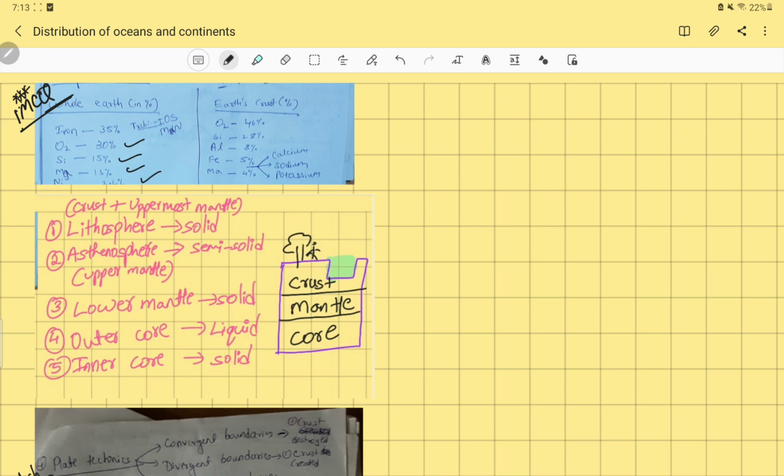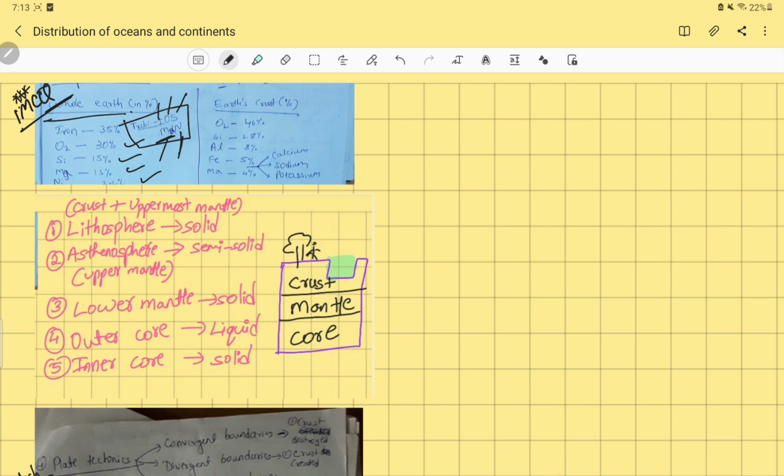The trick, the mnemonic which I use to remember this is IOS man. I stands for iron, O stands for oxygen, S stands for silicon, Ma stands for magnesium, Ni stands for nickel. This is the order in which you are supposed to remember it. They may ask you which has the highest percentage of element in the whole earth. This is one question that can be framed.